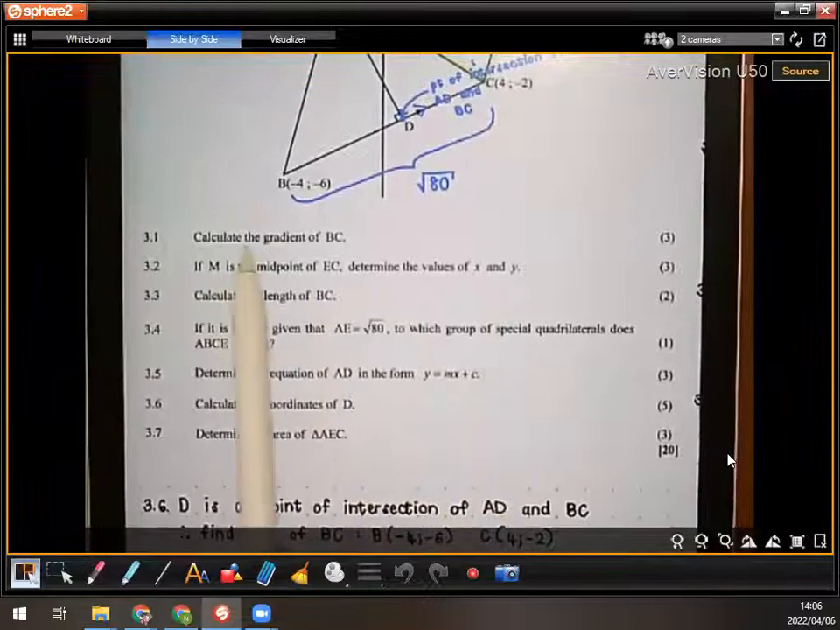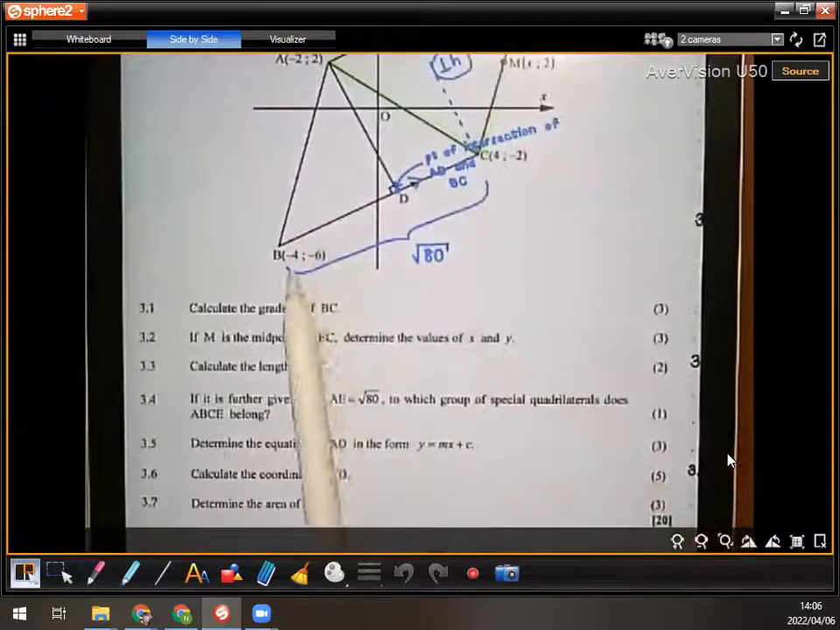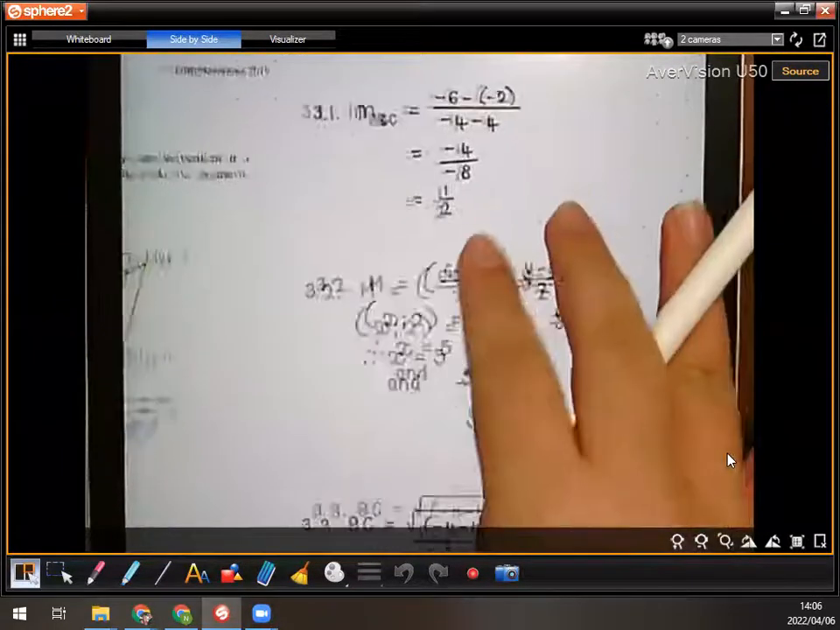Okay, so for 3.1, calculate the gradient of these. How easy is that, right? Gradient formula. Change in y over change in x. They gave us the coordinates of B and the coordinates of C. We just need to know that formula and be able to apply. Okay, so there we have the answer to that one.